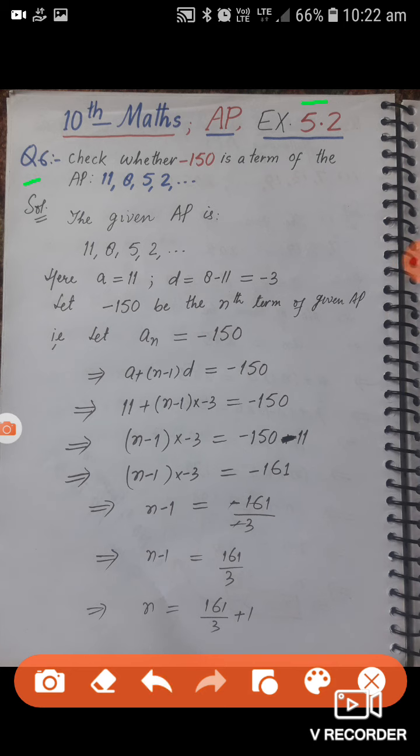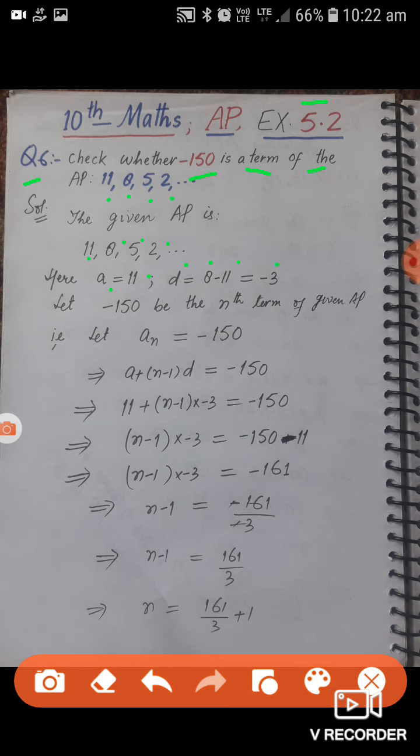We had to check whether minus 150 is a term of the AP 11, 8, 5, 2 and so on. So our given AP is 11, then the second term is 8, and 5 and 2 and so on. The first term, we denote by a and write it equal to 11. The common difference d is equal to the second term minus the first term, that is 8 minus 11, which is equal to minus 3.